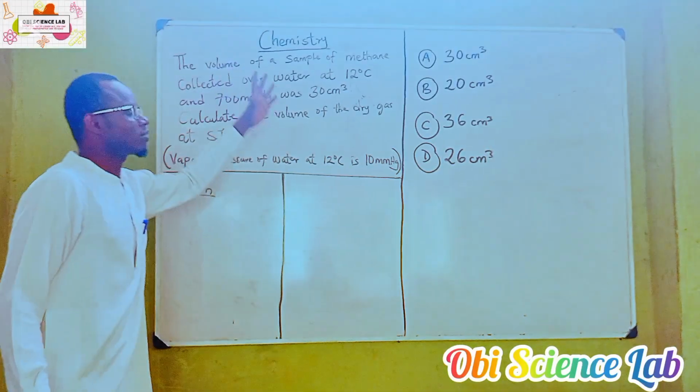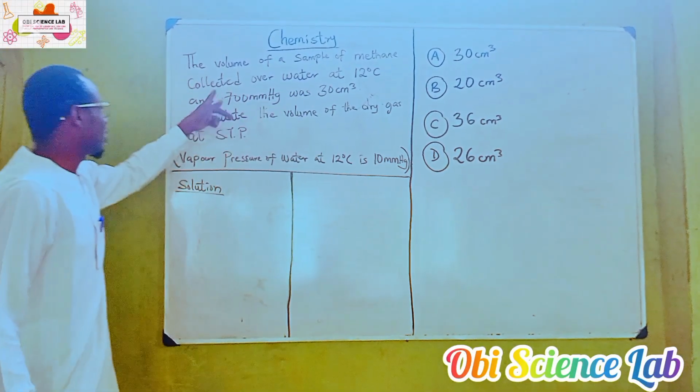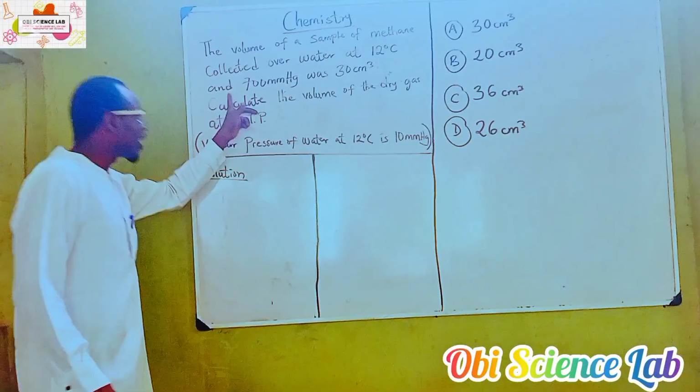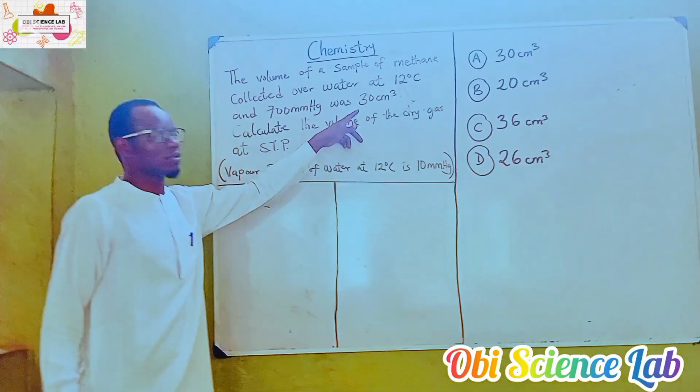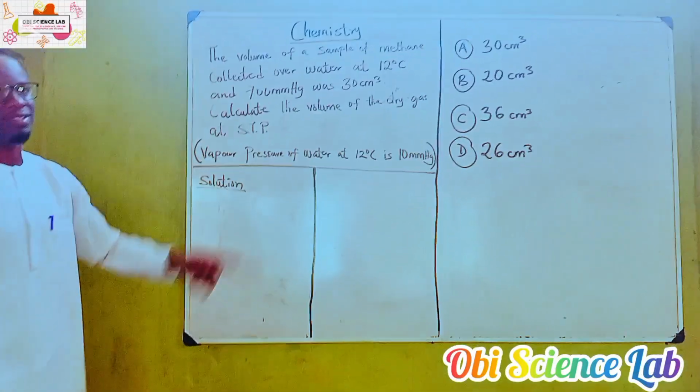And today we'll have a chemistry question. So let's go there. It says the volume of a sample of methane collected over water at 12 degrees Celsius and 700 millimeter mercury was 30 cm3. Calculate the volume of the dry gas at STP.